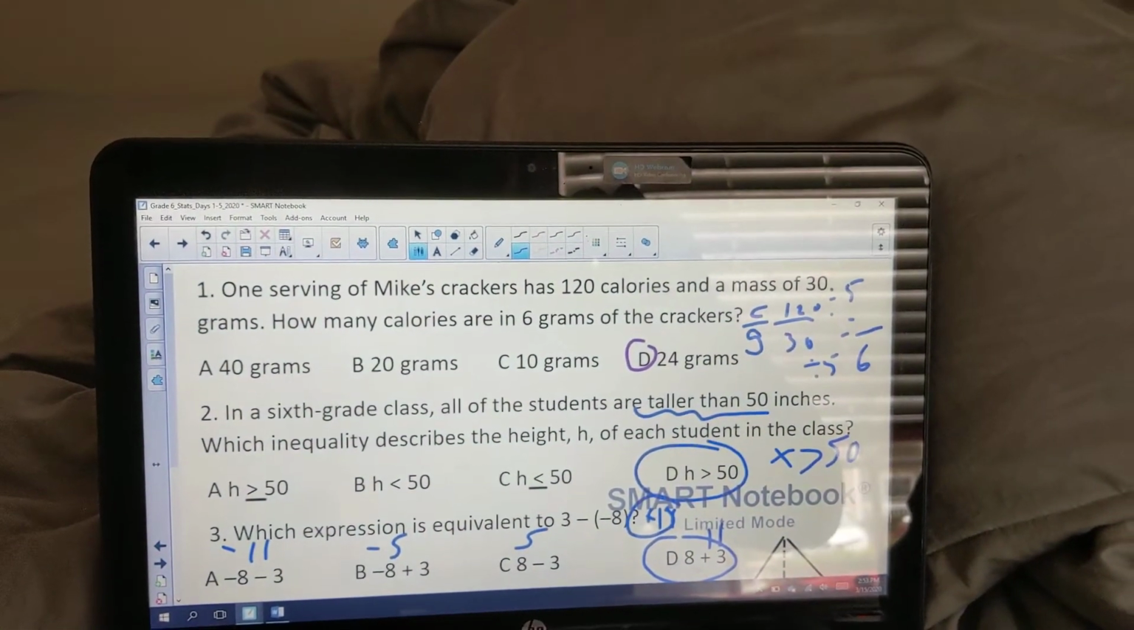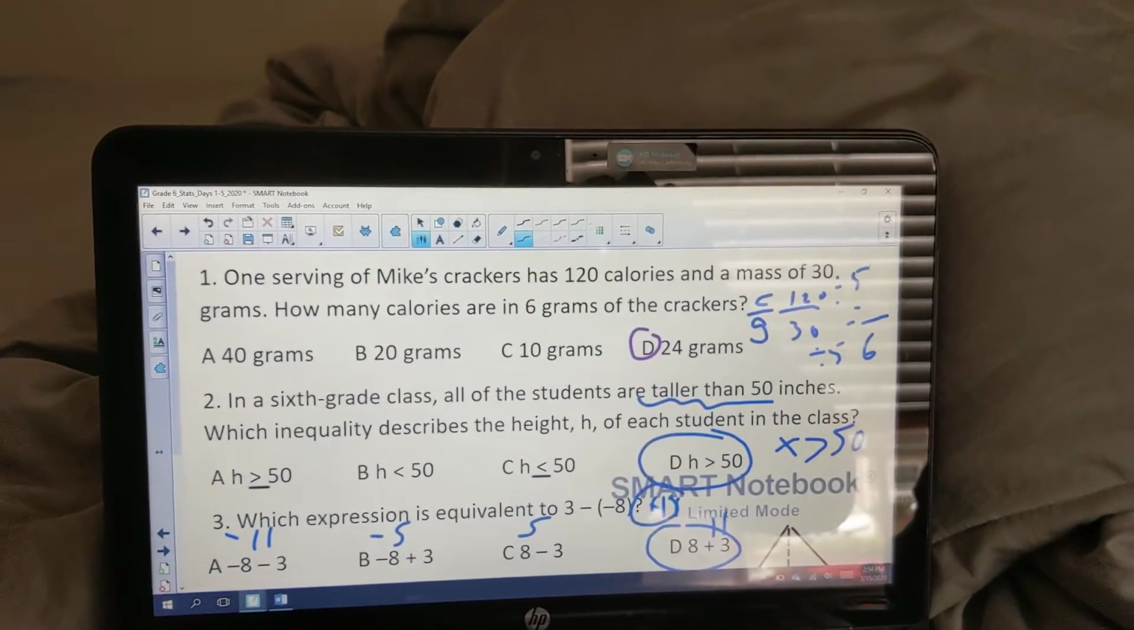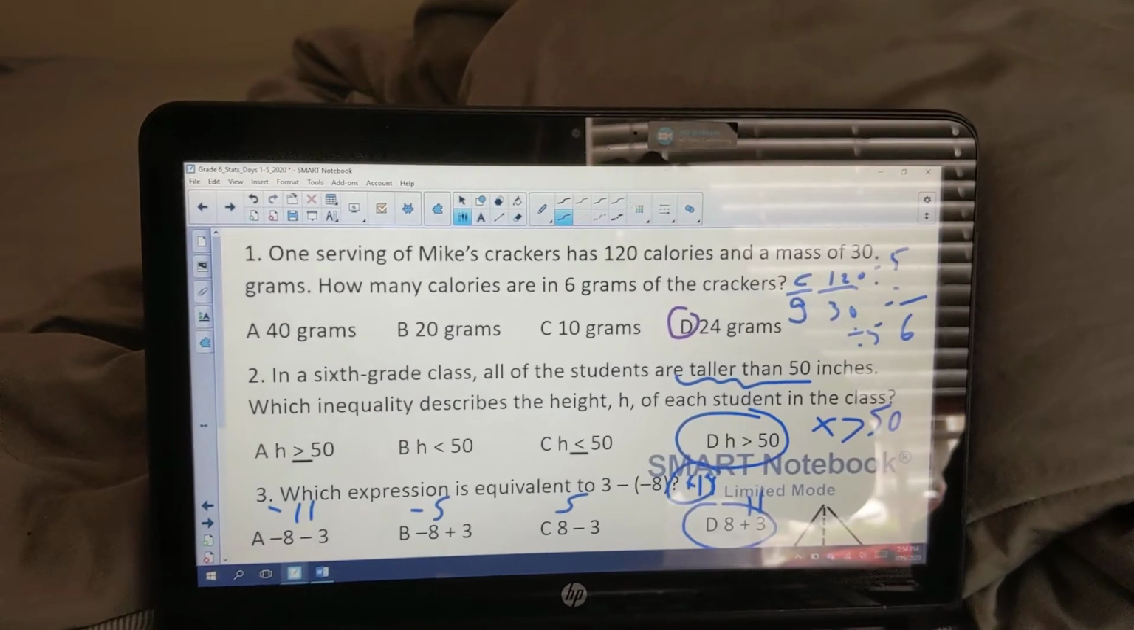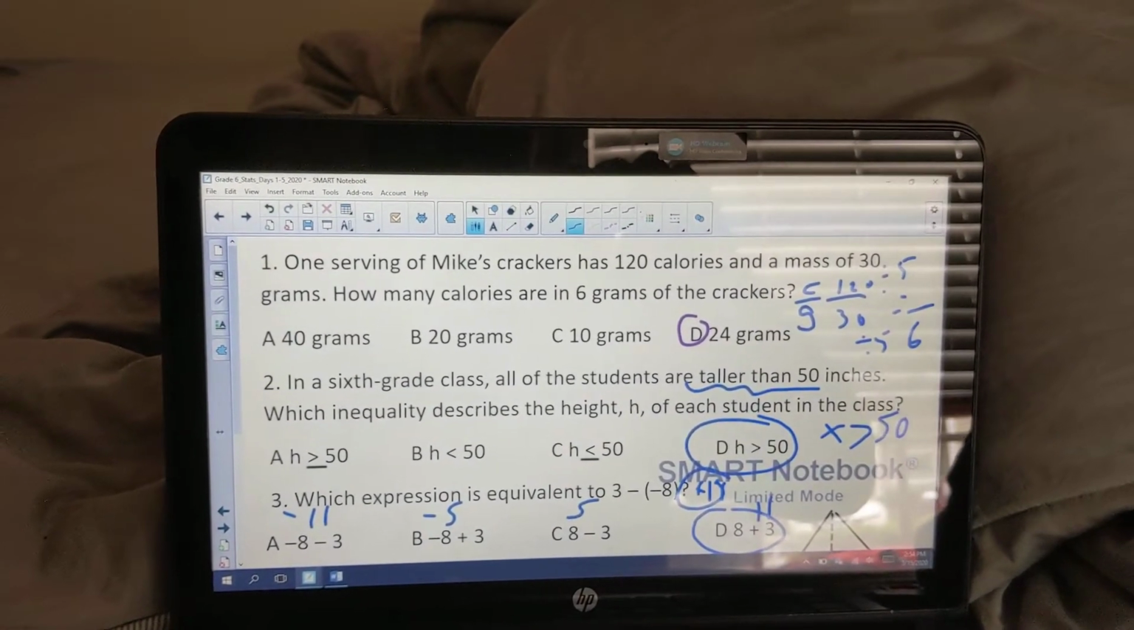Number 2, in a 6th grade class, all of the students are taller than 50 inches. 51 inches, 60 inches, 61 inches. Every number must be more than 50, which is answer choice D.